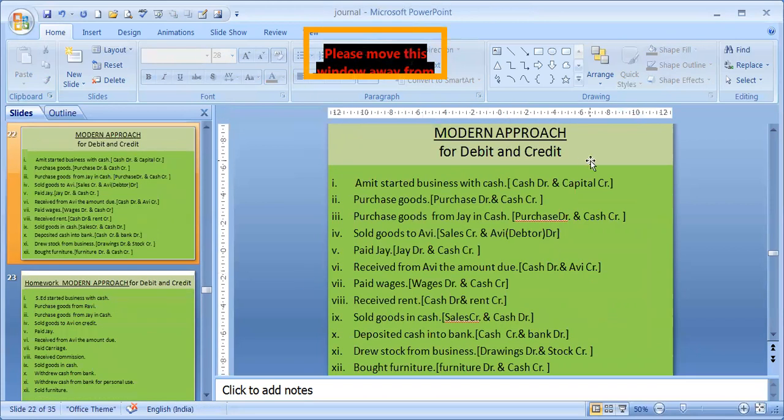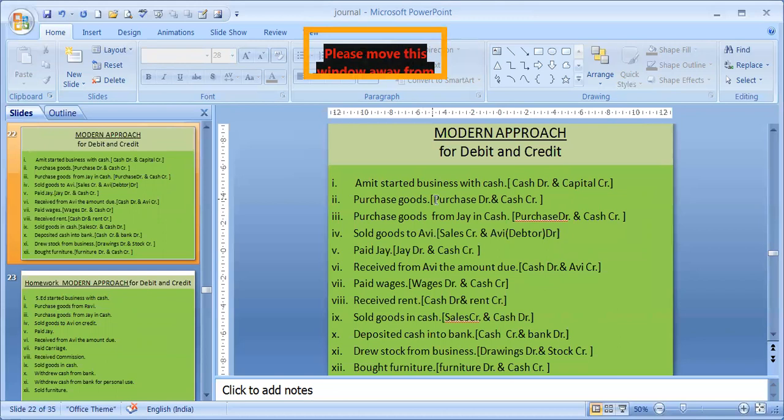Let's understand the modern approach for debit and credit by doing one sum. Let's say the sum: Amit started business with cash. Accounts involved are cash and capital. Cash is debited. What for? Because cash, being an asset, is coming in the business, is increasing in the business. Asset increases, debit. And capital increases in the business, so credit.